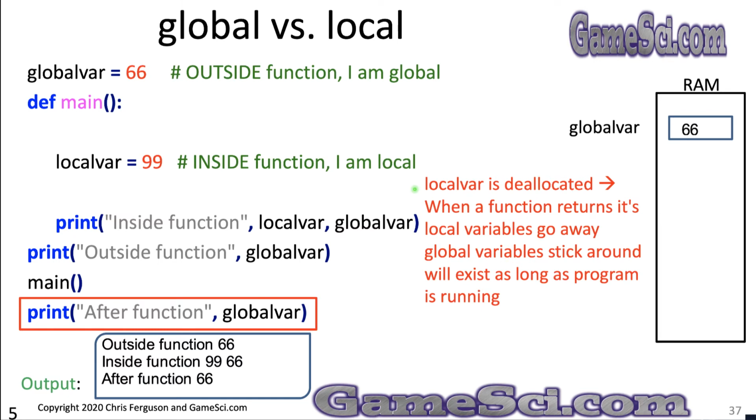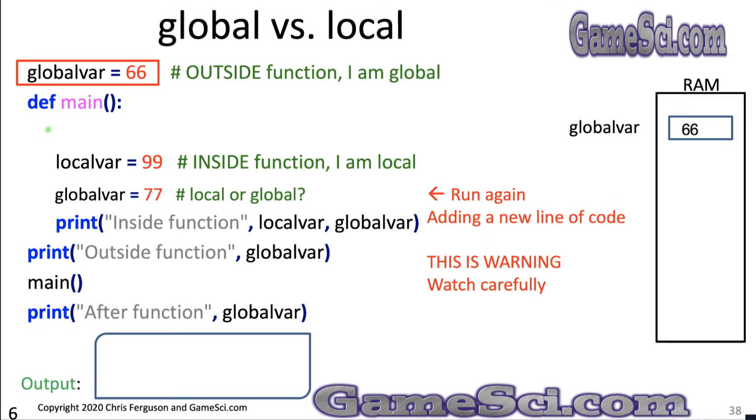Notice first that local var was deallocated. We had a variable called local var, and it went poof, it disappeared. When a function returns, its local variables go away. Global variables stick around. They'll exist as long as the program is running. But local variables, like this guy right here, get created when main runs and they disappear when main finishes. When I'm coming back here, after the function runs, I'm printing after the function the global var contains 66. And that's the only thing I can print. I cannot print local var because local var does not exist outside of main.